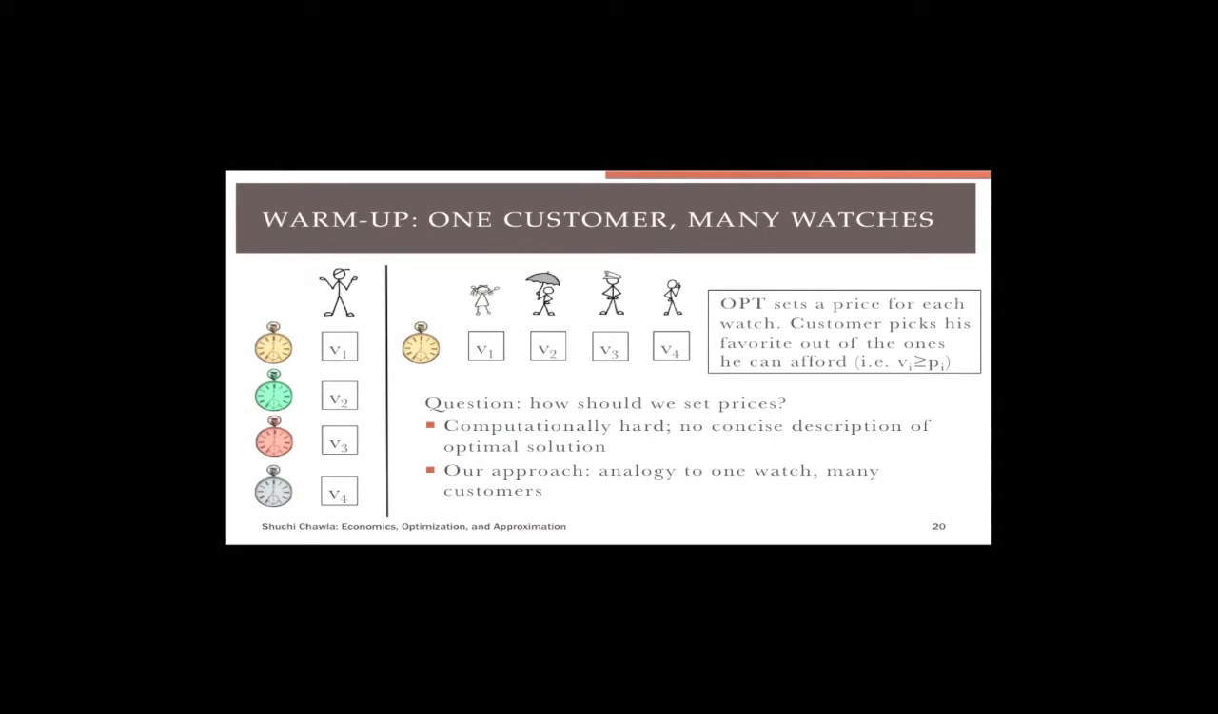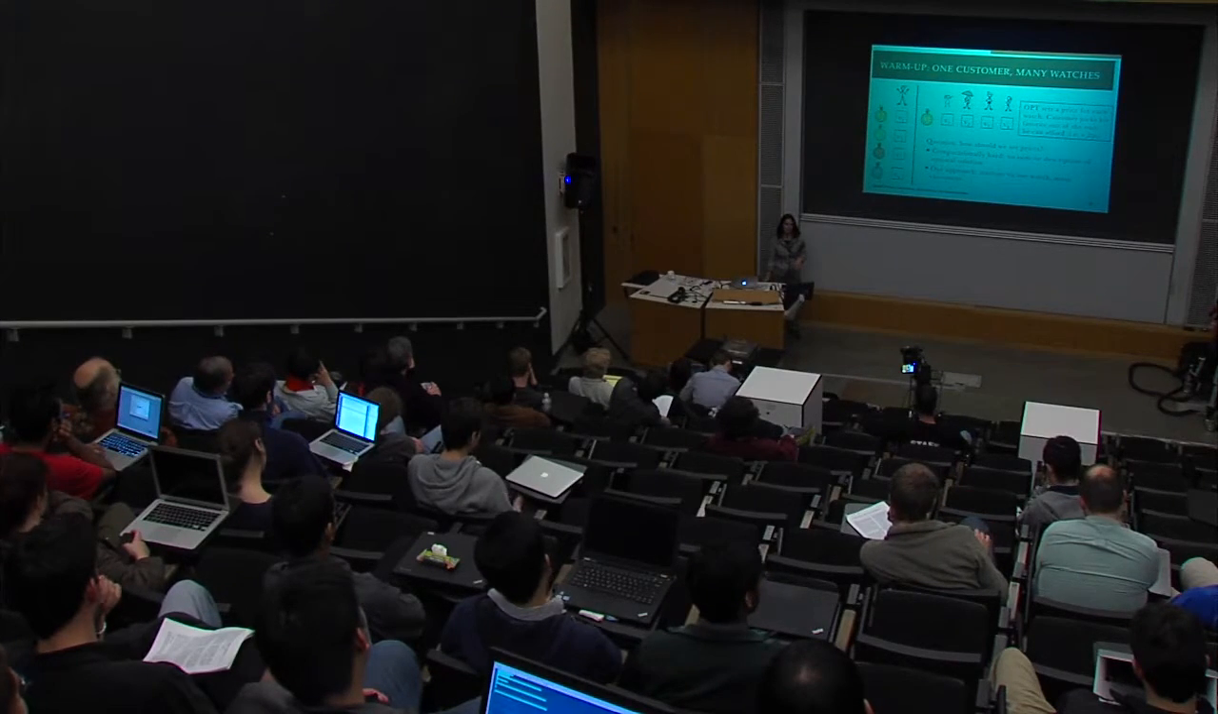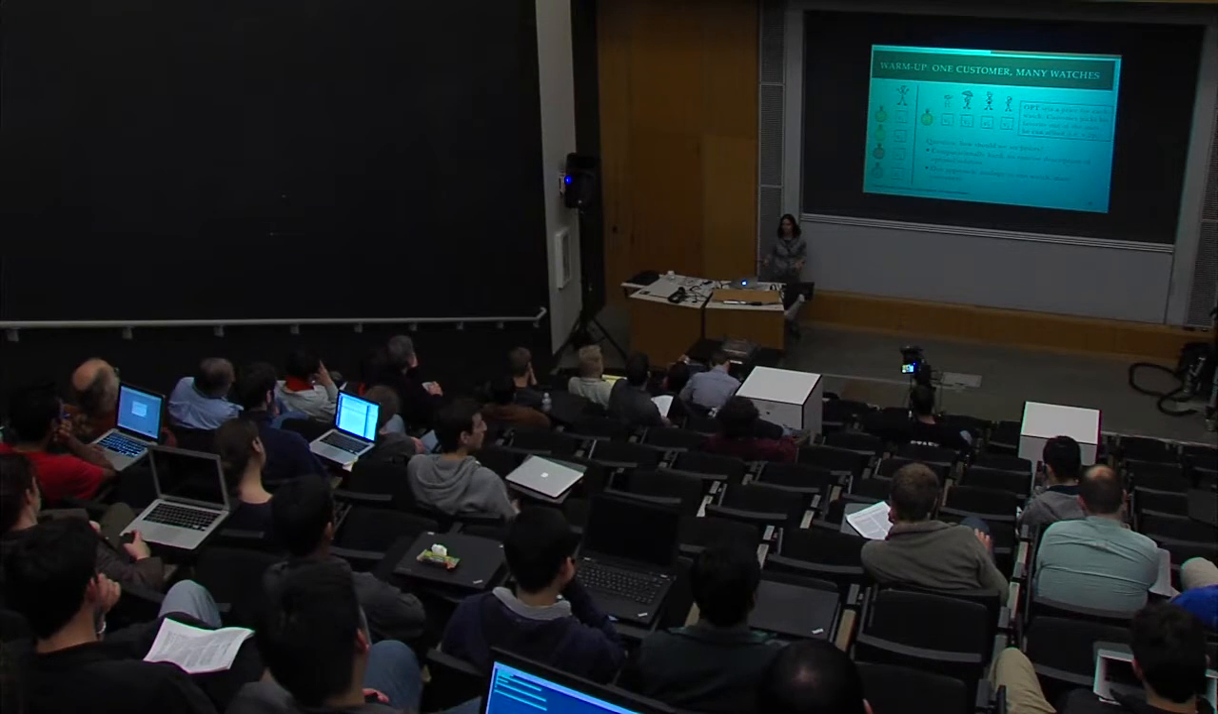And why are these two situations similar? Well, for one, the input-output behavior of the optimization problems is very similar. So in the case of a single consumer, this consumer has different values for the different watches, and you're gonna hand him one watch at some price. In the second case, you have four different consumers with four different values for a single watch, and you're gonna hand the watch to one of them. Okay, so similar input, similar output behavior, but of course the situations are very different in terms of what the participants want, how they're going to behave, and so on.